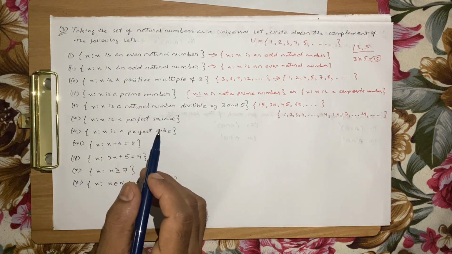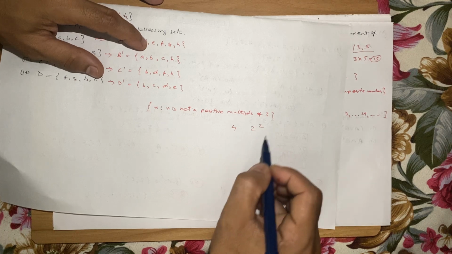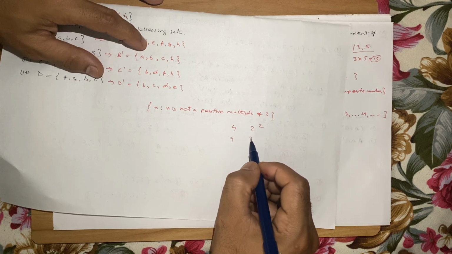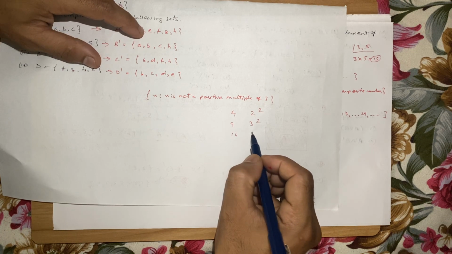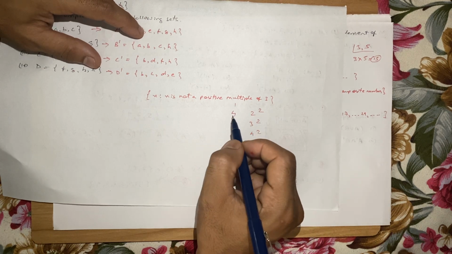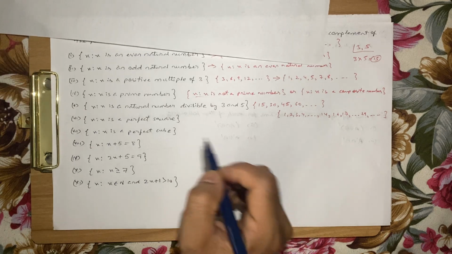What is a perfect square? If you think, 4 is a perfect square, 2 square. 9 is a perfect square, 3 square it is. Then 16 is a perfect square, which is 4 square. 1 is also a perfect square because it's 1 square. So in that way, x such that x is a perfect square.